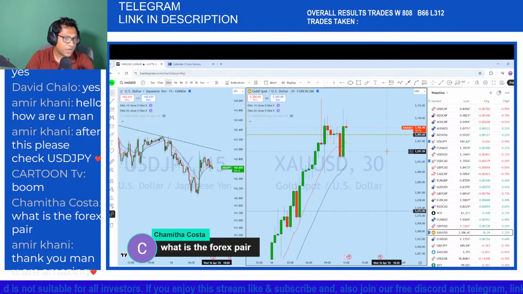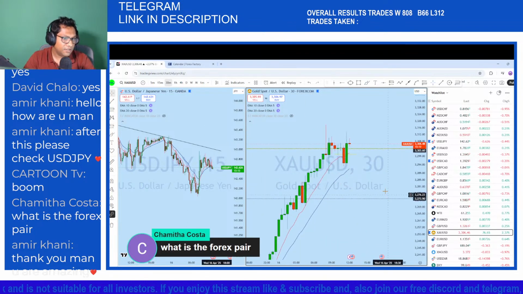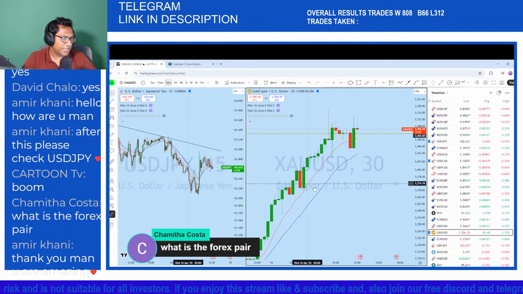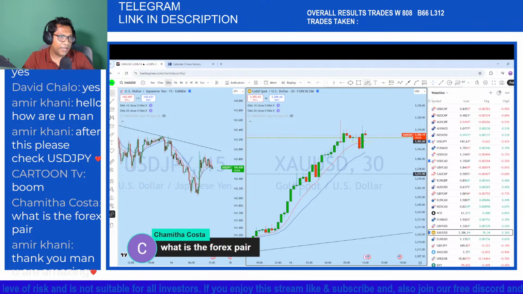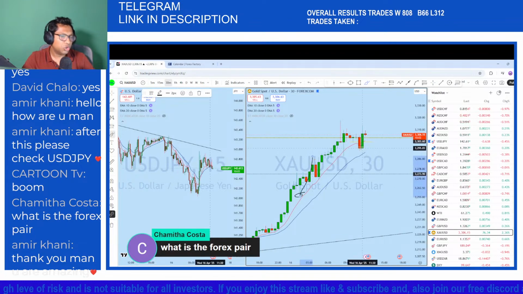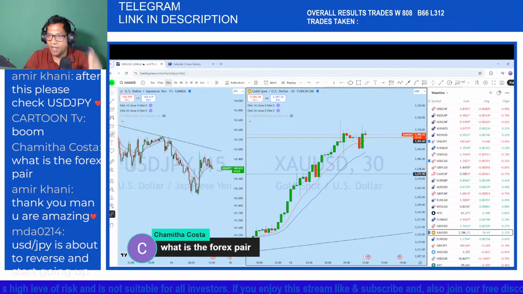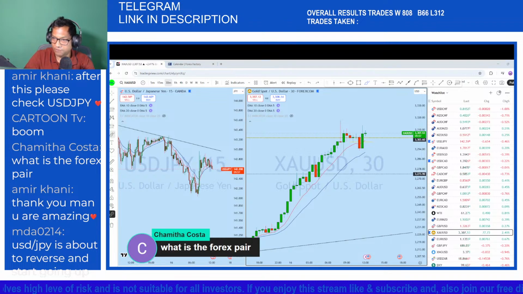So here is the lower time frame that we are looking at, 30 minutes. If we look at the 30 minutes, that's where you can see the trend, and there is a liquidity grab here. If you guys are not sure about the liquidity grab, you can let me know in the live chat. We can discuss.